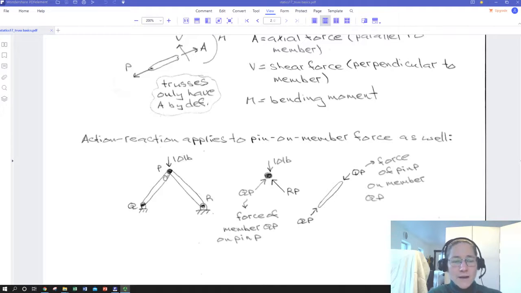So we've got a little truss here supported by two hinges at Q and R. We're not going to apply that 10-pound load in the middle of one of these members. If we did, this wouldn't be a truss, okay? It wouldn't be a truss.